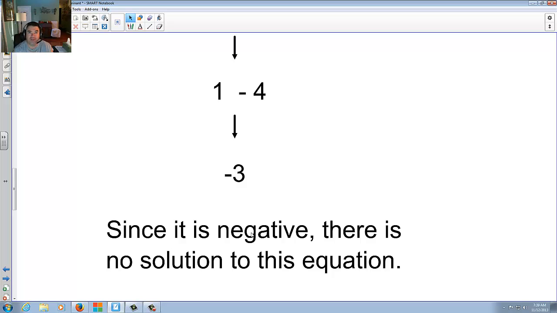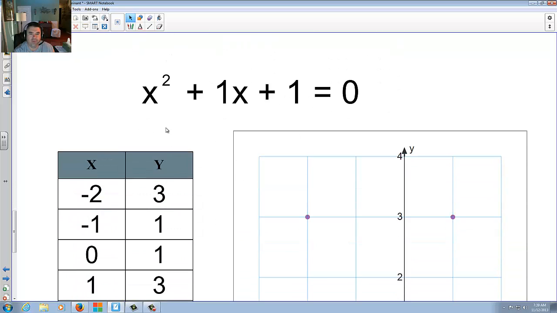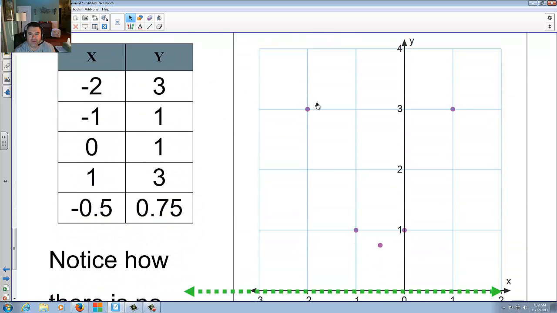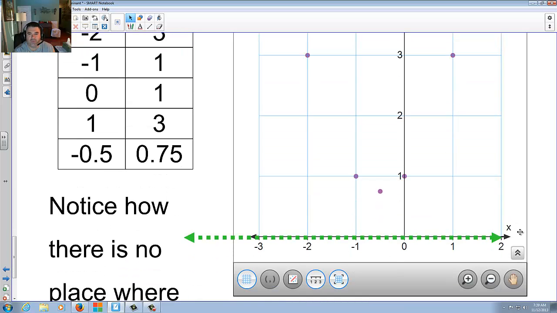Now you might say, why is there no solution? But take a look. If I go ahead and graph this, here's what my parabola would look like. Notice how it never hits the x-intercept whatsoever. Because it never hits the x-intercept, it's still a parabola, but there's no x solution. That's all.